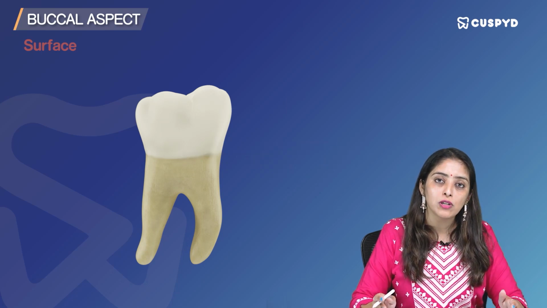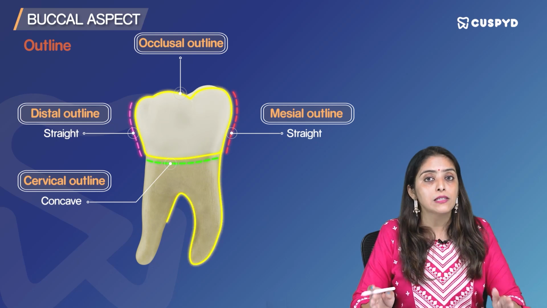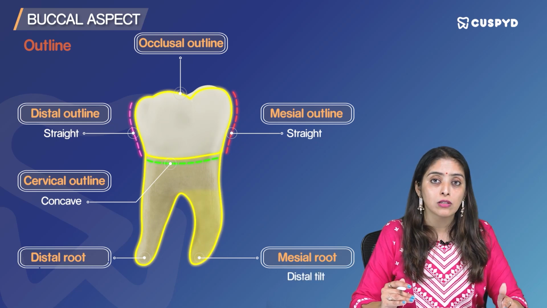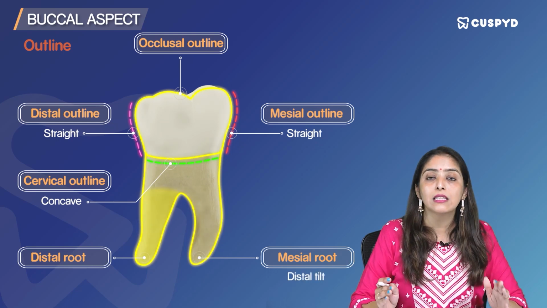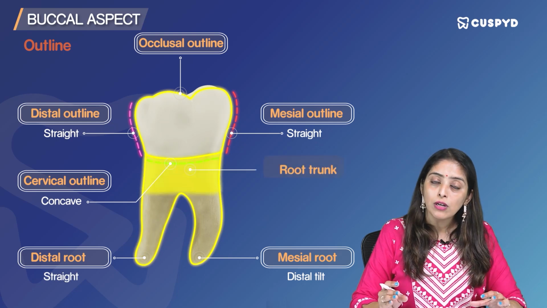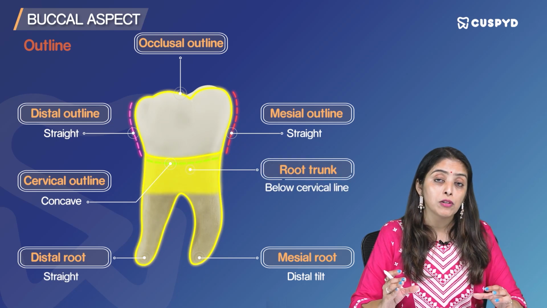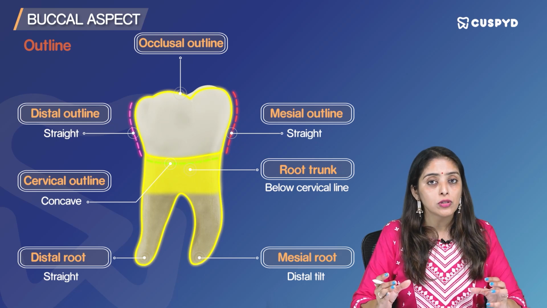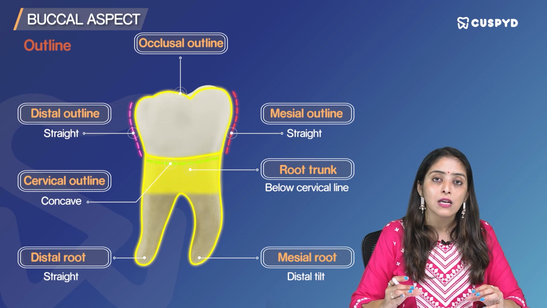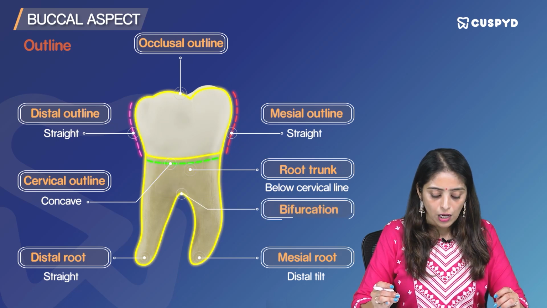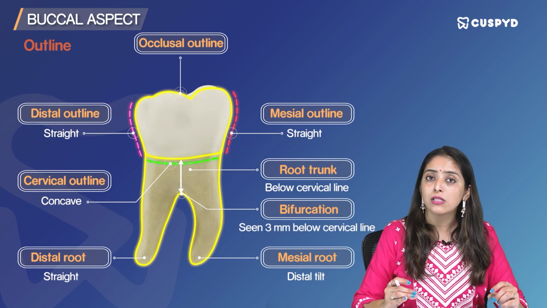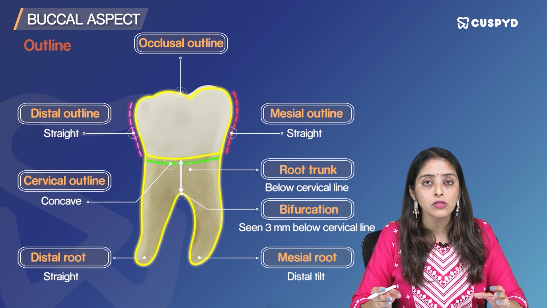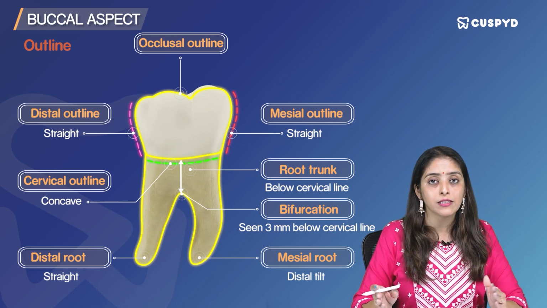The mandibular first molar also has very distinctive roots. It has 2 roots, one mesial and one distal. The mesial root shows slight distal tilting, whereas the distal root is relatively straighter. There is a root trunk which is seen just below the cervical line. Now remember, the root trunk is that part of the root which does not show any bifurcation. This root trunk is located on the buccal aspect, and about 3 millimeters below the cervical line you will see the bifurcation of the roots, where the single root trunk gets divided into 2 roots.